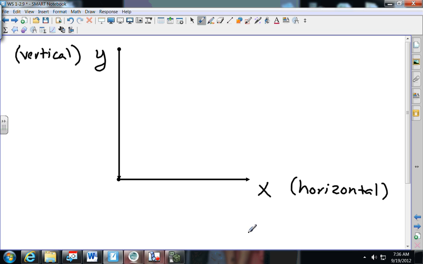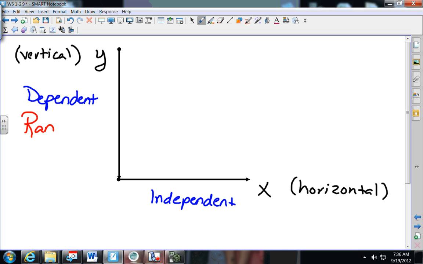Which one is the independent variable? The x is the independent. Y is the dependent. Which one is the range? Range is the y. What's the x called? Domain.